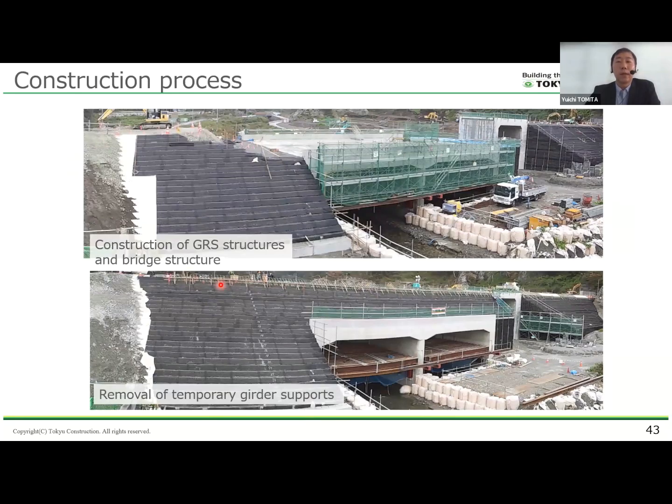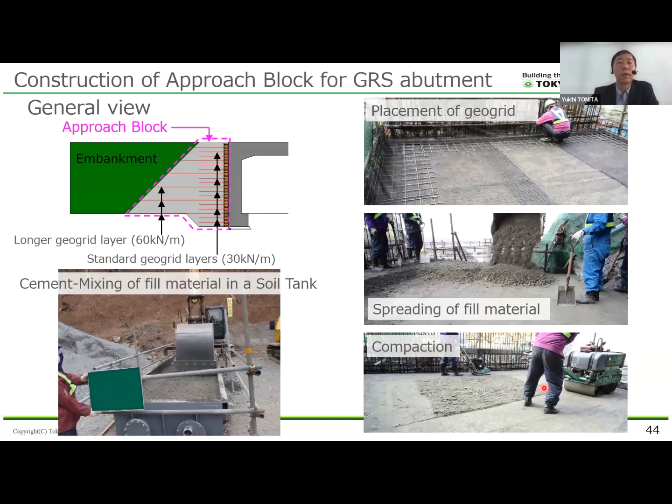Finally, the GRS embankments on both sides and the reinforced soil layer above the bridge were completed. With this, the bridge construction was finished, and the temporary supports were removed. The approach block provides a smooth and stable transition between the neighboring embankment and the bridge.